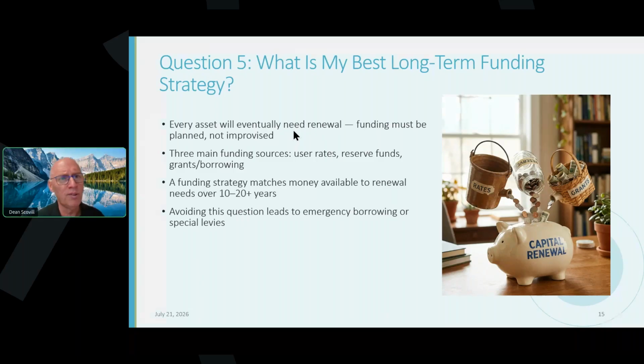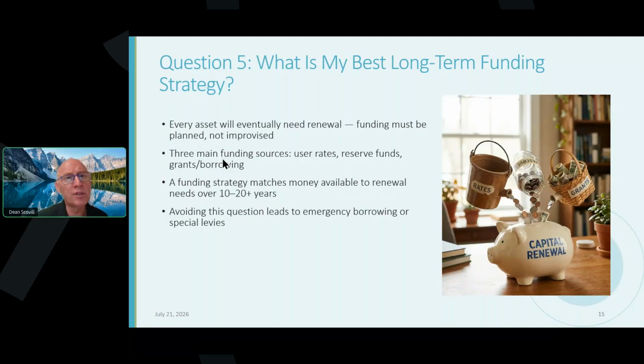My funds keep going down. Grants and borrowing, so those are the main sources of funding. A funding strategy matches money available to renewal needs, say, over 10, 20 plus years into the future. It's good to have a reserve fund, where I'm putting away a little today for tomorrow.